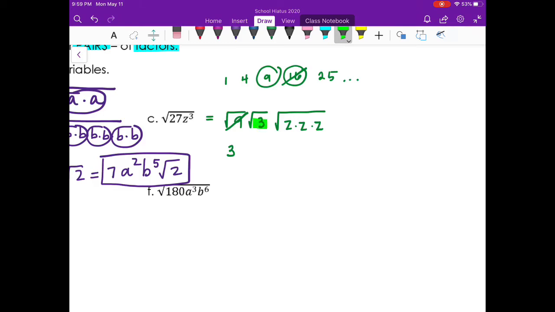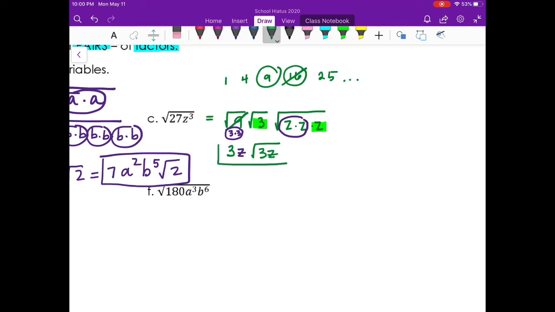This 3 is not a perfect square. I can't split it into 2 matching factors like I could here. This I could split into 3 times 3, that's 2 matching factors. And then here I've got a pair of z's, so that will go outside. And then these 3 and z will stay on the inside of the radical. So again, the perfect squares are going on the outside and the non-perfect square factors are remaining on the inside of the radical.